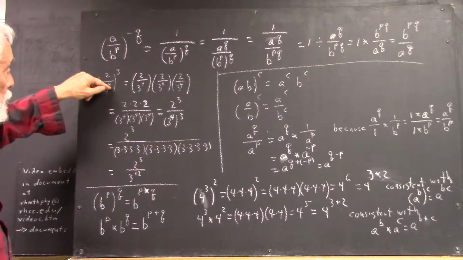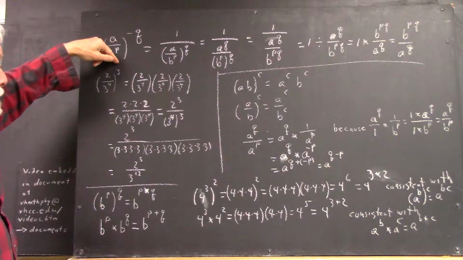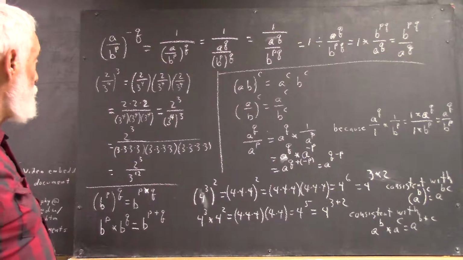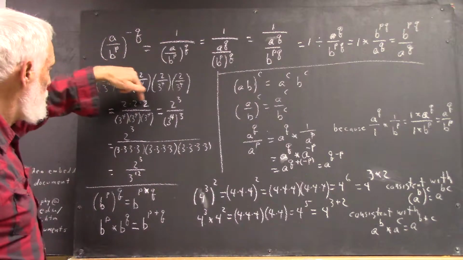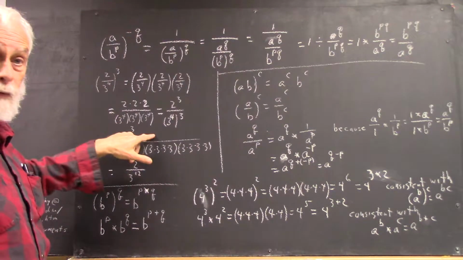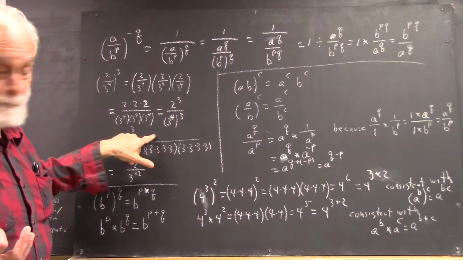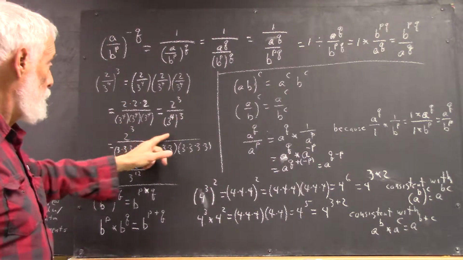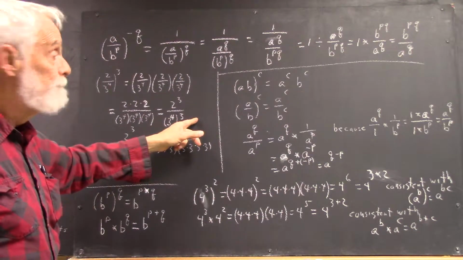(2/3^4) raised to the 3rd means 2 over 3 to the 4th times itself 3 times, which means you've got 2 times 2 times 2 over 3 to the 4 times 3 to the 4 times 3 to the 4. Okay? Which means you've got 2 cubed divided by 3 to the 4th cubed.